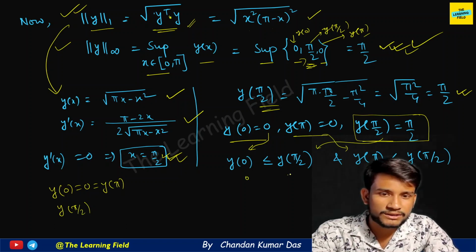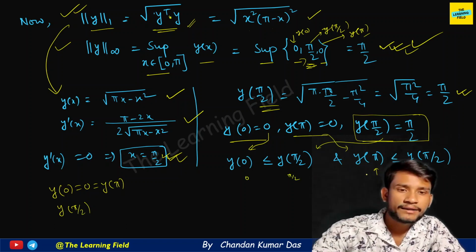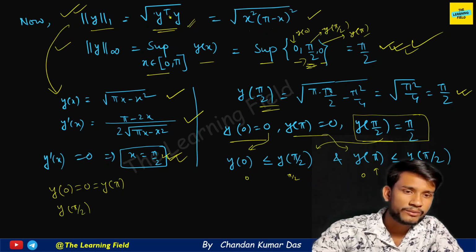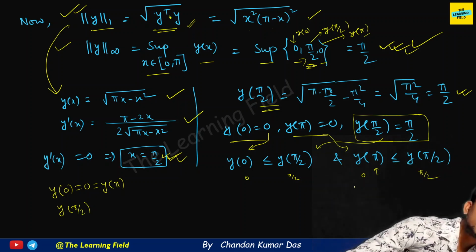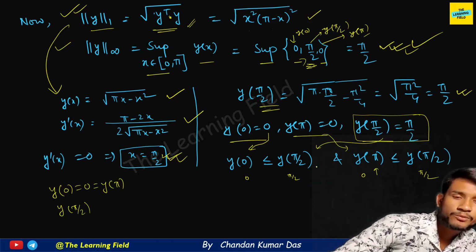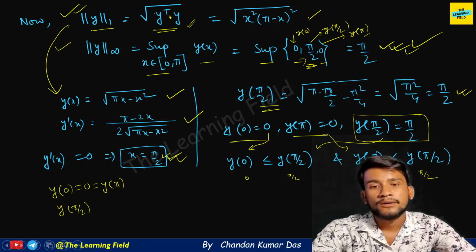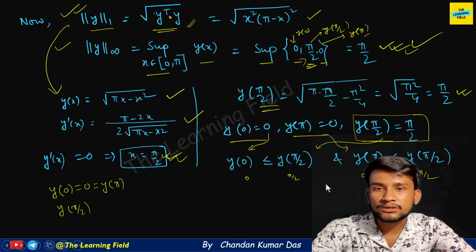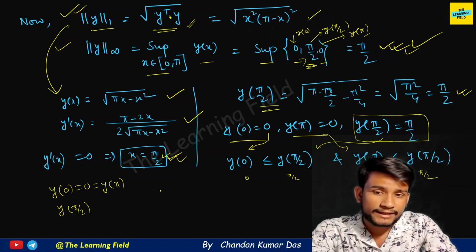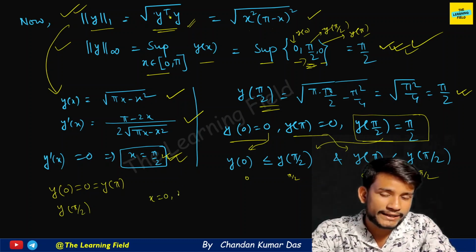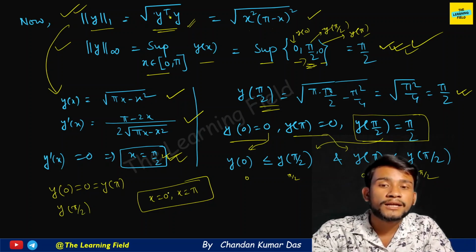So this is 0 less equal to pi by 2, you can say, and this is 0 less equal to pi by 2, you can say. Okay, I think you will see these two inequalities. Therefore, by the definition of local maximum and local minimum, we can say that x equal to 0 and x equal to pi, at these 2 points we get local minimum.